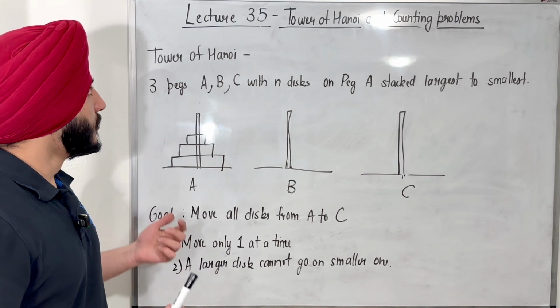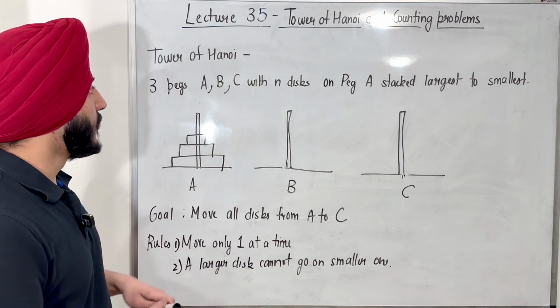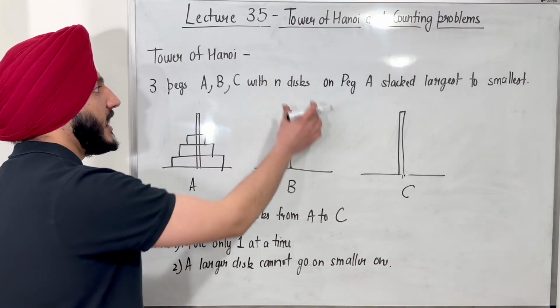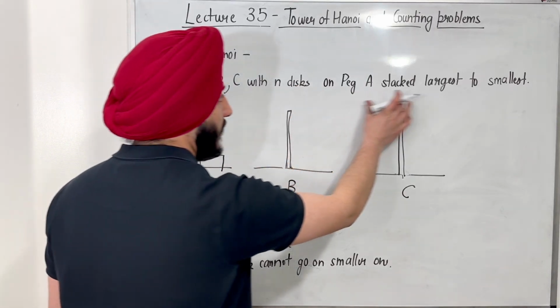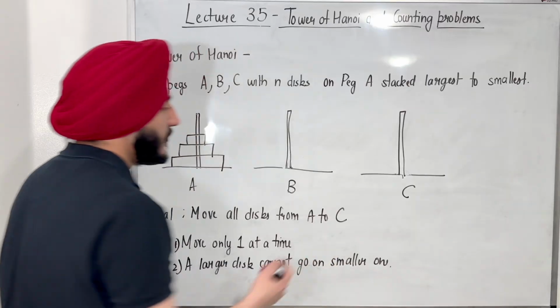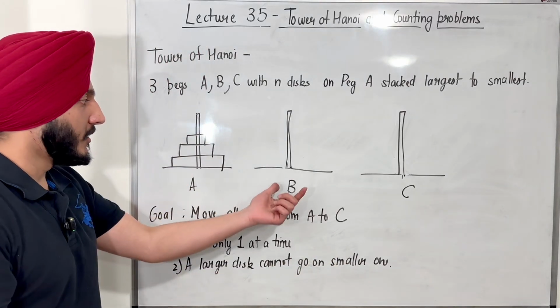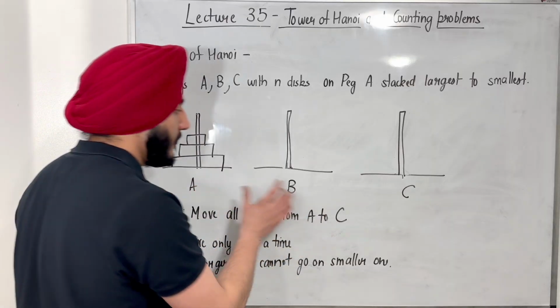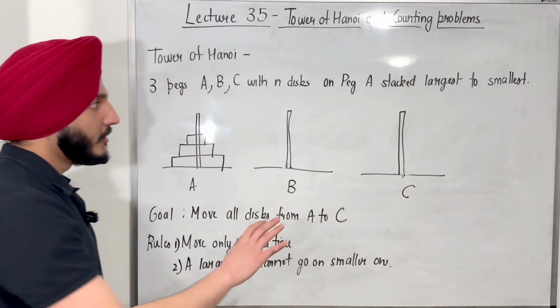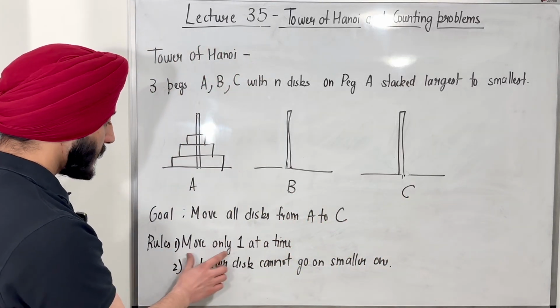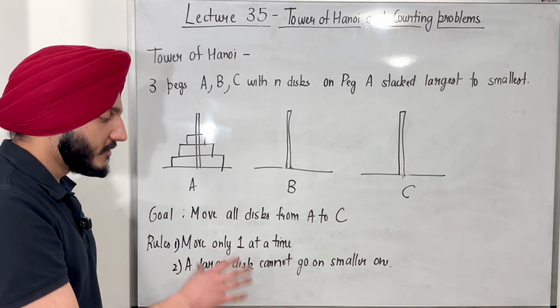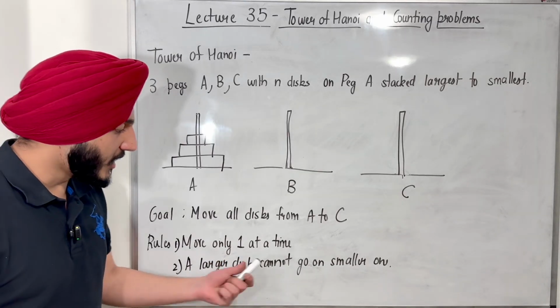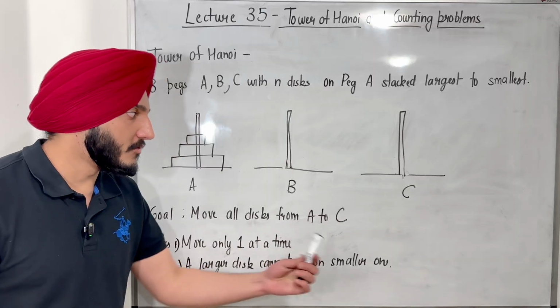Tower of Hanoi is one of the very important examples in computer science, and we will cover one more example after this. In Tower of Hanoi, you have three pegs A, B, C with n disks on peg A, stacked largest to smallest. Your entire task is to move all the disks from A to C. The important rule is that you can only move one at a time. And the second rule is that a larger disk cannot be put on a smaller disk.